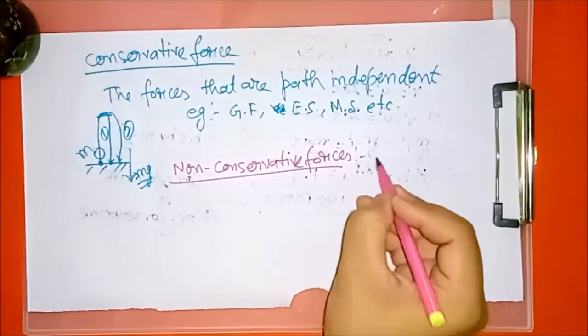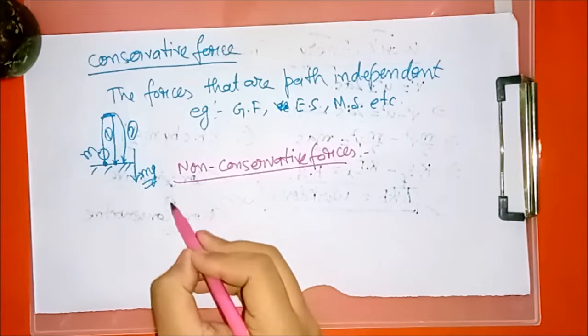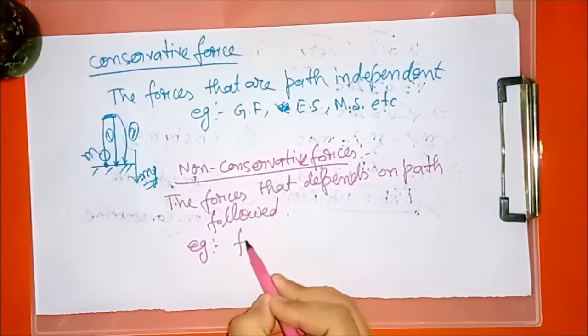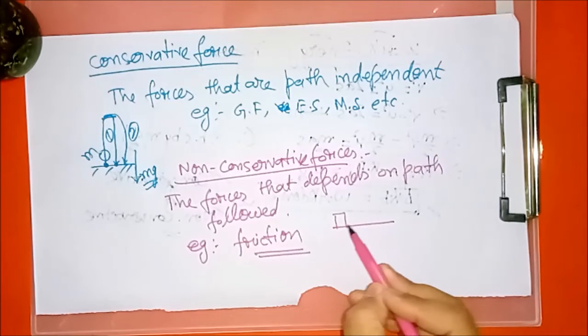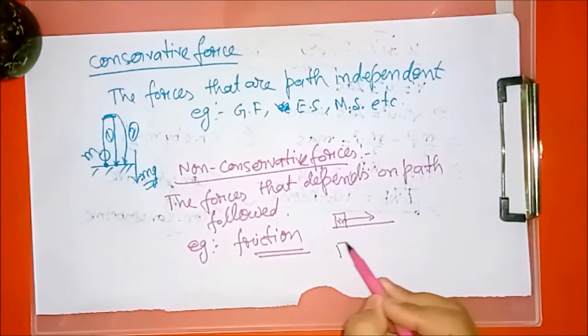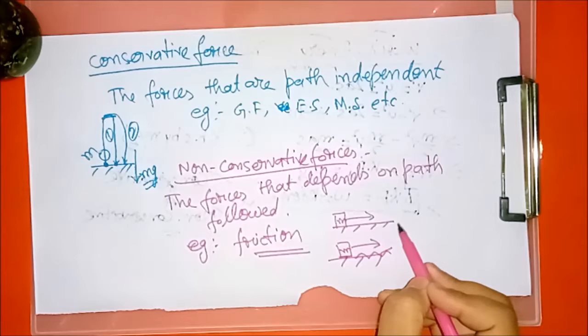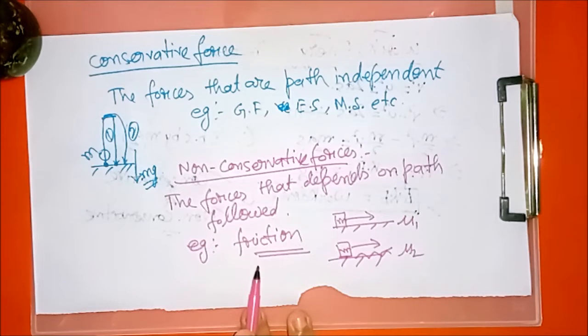Non-conservative forces are those forces which follow the path, meaning they depend on the path. For example, the force of friction will obviously depend on the path. Say an object is moving in this direction and the same object is moving on another rough surface, then the coefficient of friction will be different for both cases. So frictional force will be path dependent. That is why it is a non-conservative force. So this is the elementary idea of conservative and non-conservative forces.